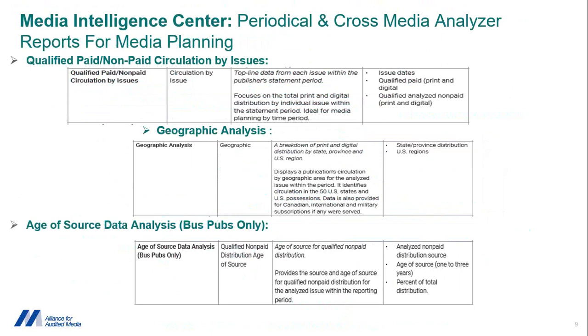The last report we have in the analyzer, which is only applicable for our B2B titles, is Agisource. This is for that qualified non-paid distribution. You want to see what makes that up, whether it's the market coverage type of copies, things of that nature. Agisource is what you would want to pull, and it also will show you how old the source is. Where did they obtain that list? Is it 1 year old, 2 years old, 3 years old? So I'll show you that report. That's a helpful report as well if you're looking at qualified non-paid distribution.